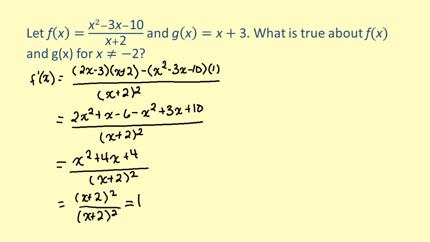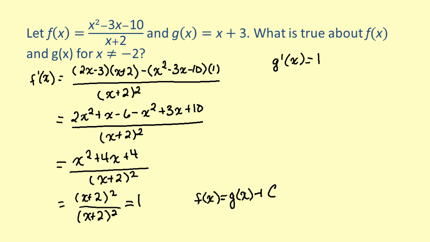Now let's find g prime. Well, g is just x plus 3, so g prime is equal to 1, which means g prime is equal to f prime. Therefore, by the second corollary, f of x is equal to g of x plus some constant c. But you may ask yourself, how can this be when the two functions look so different?